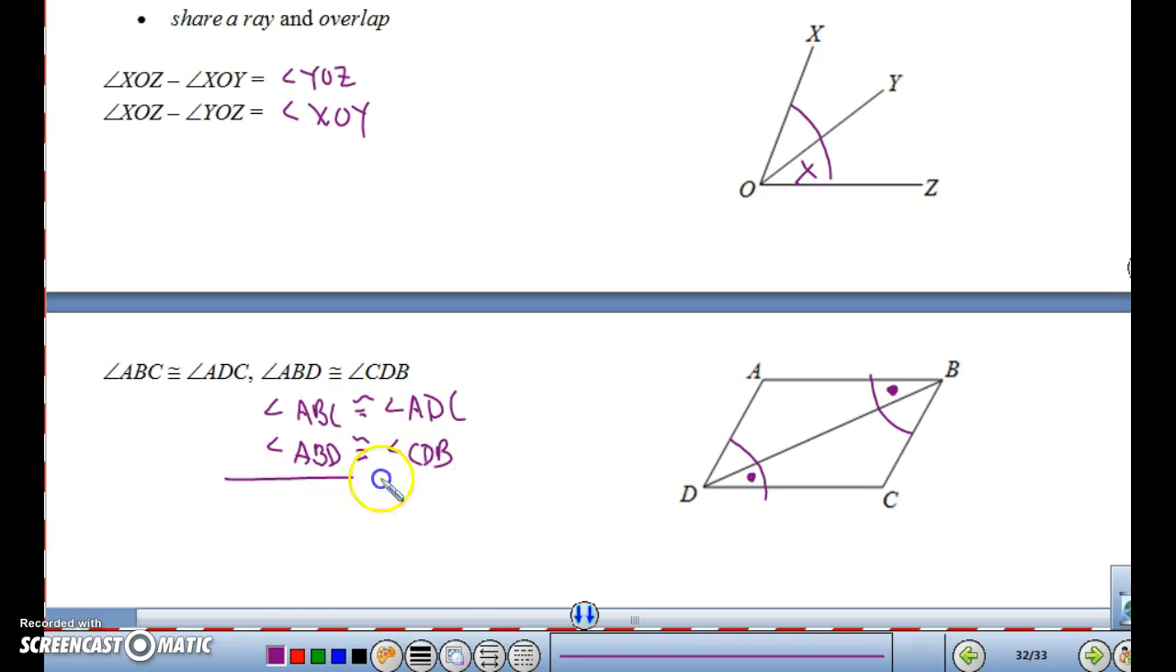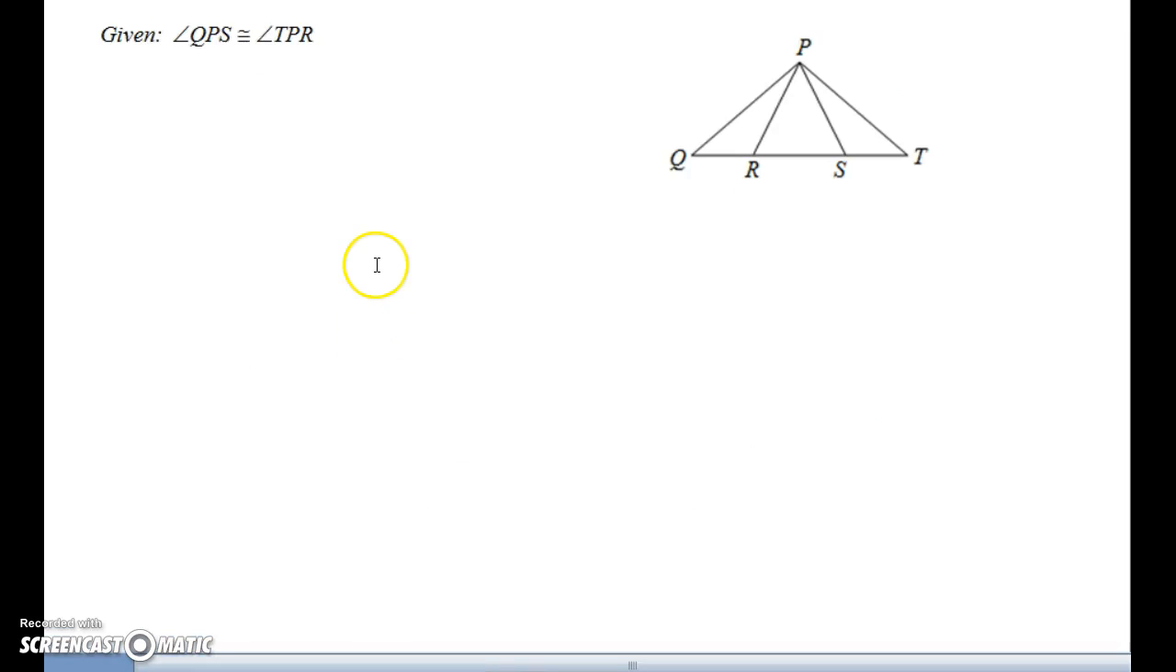Let's line them up and see. All right, so ABC and ABD, I am left with this angle right here. That is angle CBD. And if I have angle ADC and subtract out CDB, I'm left with this angle right here, and that's angle ADB. So when you subtract angles, you go from a bigger angle to a smaller angle. If you're subtracting segments, you go from a bigger segment to a smaller segment. Okay, we have one more. Now let's look at the last one.